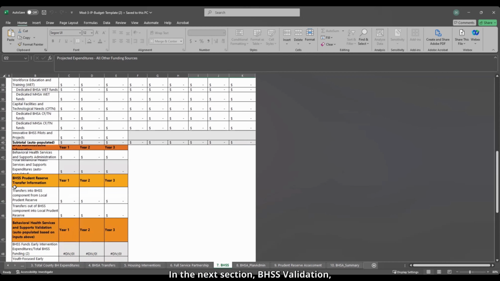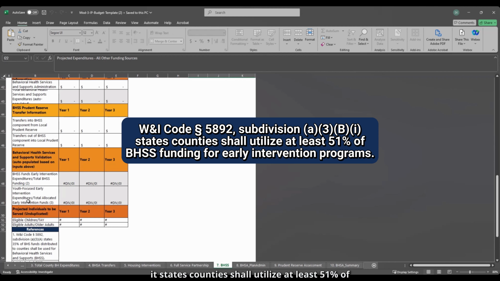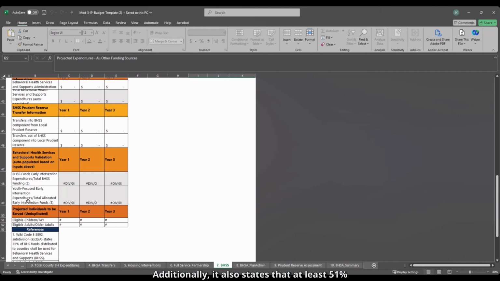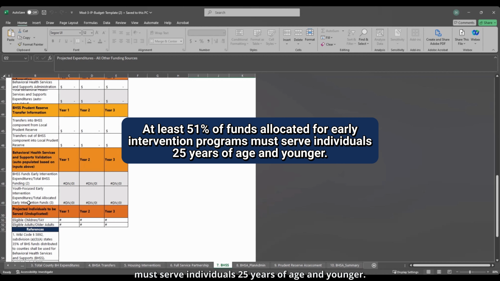In the next section, BHSS validation, counties must report 2 critical metrics. 1, the proportion of BHSS expenditures that are going toward early intervention services, and 2, the percentage of early intervention dollars focused specifically on youth ages 25 and younger. Per Welfare and Institutions Code Section 5892, counties shall utilize at least 51% of BHSS funding for early intervention programs. Additionally, it also states that at least 51% of funds allocated for early intervention programs must serve individuals 25 years of age and younger.